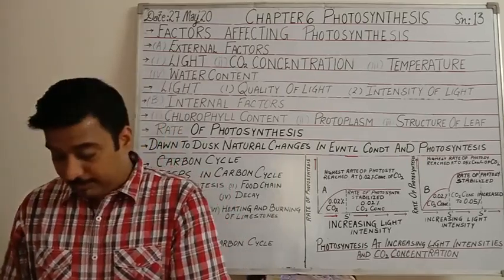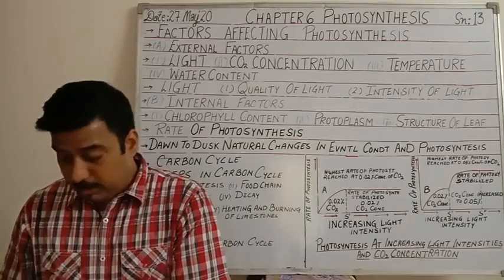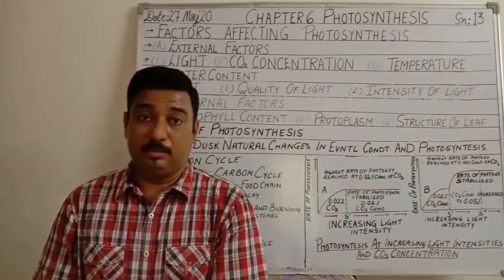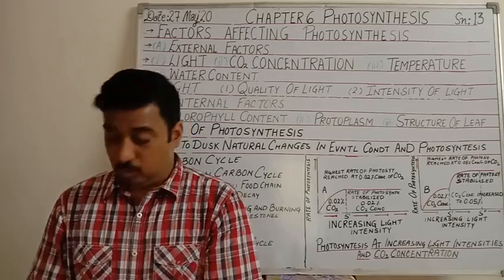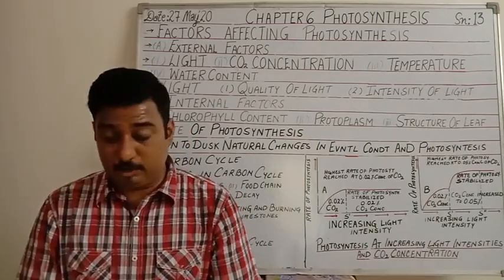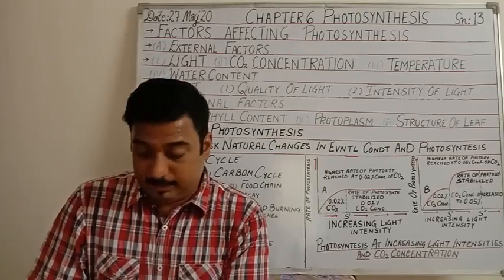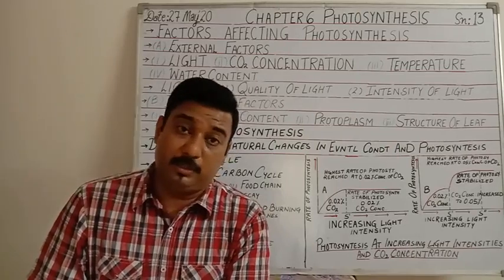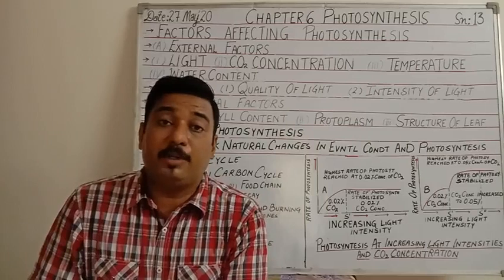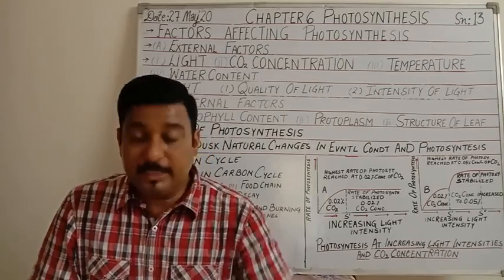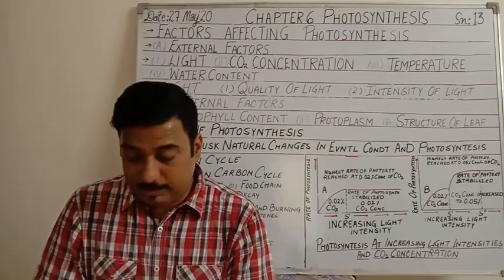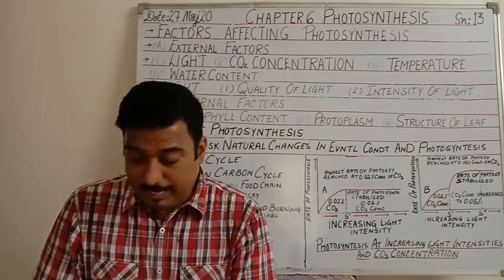Concentration of carbon dioxide in the atmosphere is only 0.03%. So in the atmosphere, the percentage of carbon dioxide is 0.03%. Its increase up to 0.1% increases the rate of photosynthesis. So when the concentration of carbon dioxide increases up to 0.1%, there will be a rise in the photosynthetic activity.